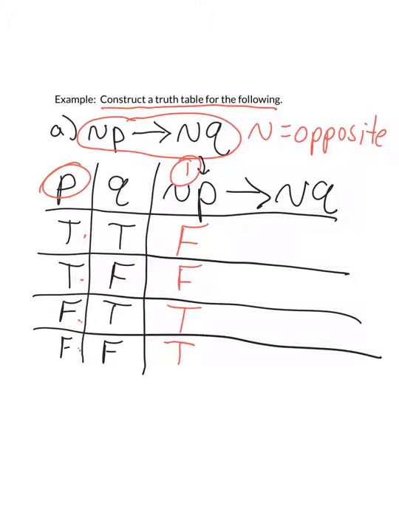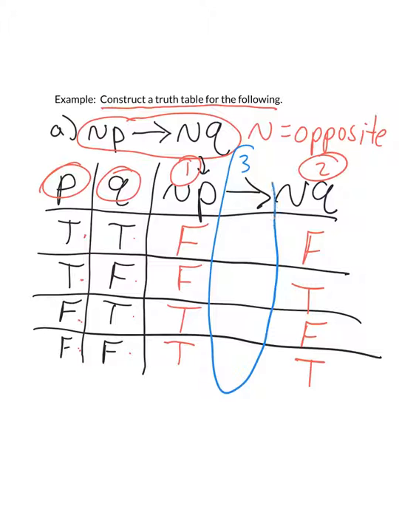Since we got to do the arrow last, step 2 is now to negate Q. So I look up the Q column, and again, negation means opposite. So if the current Q column is going TFTF, the opposite of that would be FTFT. So just simply changing everything to its opposite truth value is what we do when we negate. And now here are the final answers, what we do last, the final answers under the if then arrow.